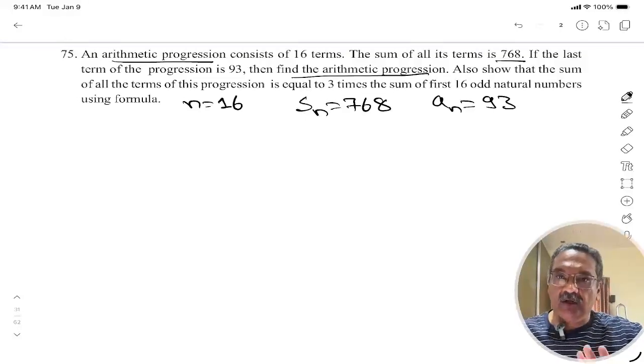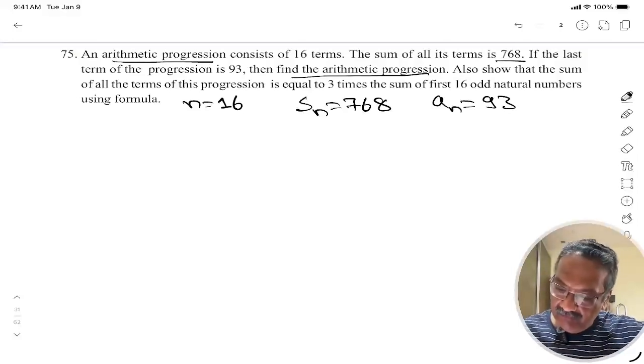Also show that... So we will split this question. Let's first finish this much. We have to find the AP.